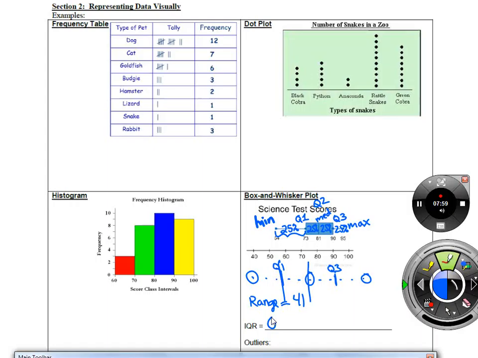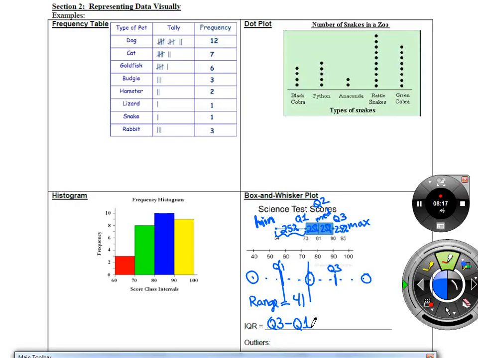Good. So you're going to subtract your Q3 minus your Q1. Okay? That's how you calculate the interquartile range. So why would people care about that, right? Well, it tells you the middle of your data, how spread out was that? Okay? So that could matter.